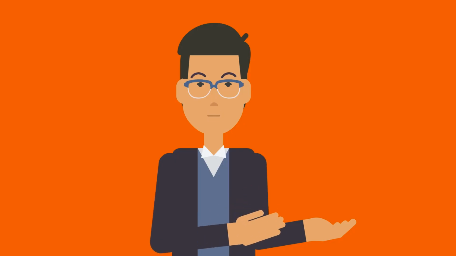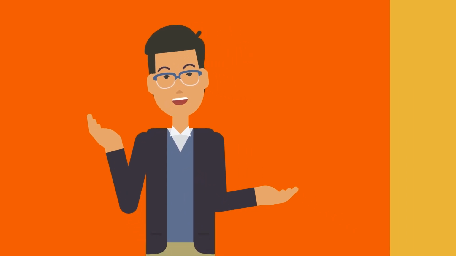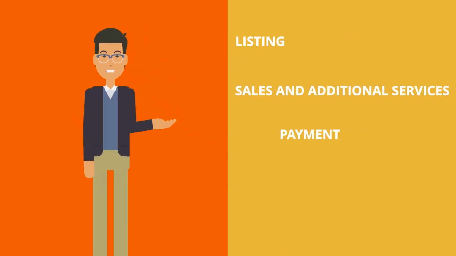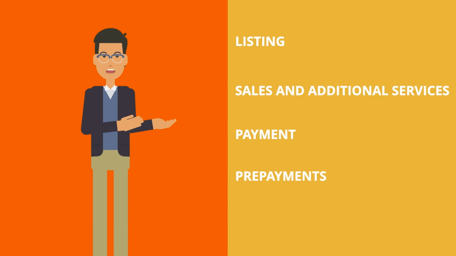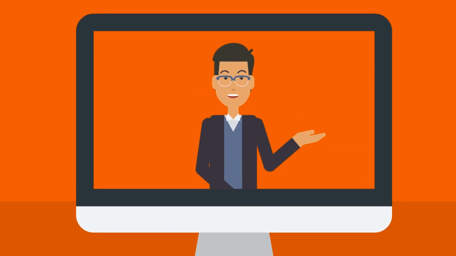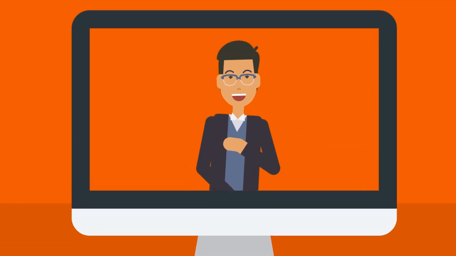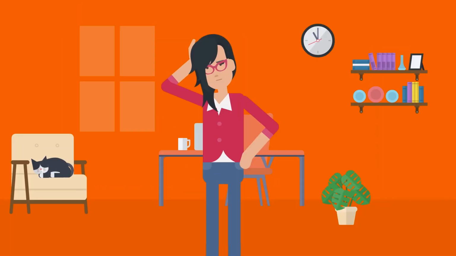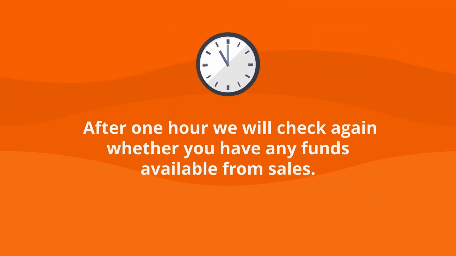Please note that the amount of your balance is constantly changing, as it is the sum of fees for listing, sales, and additional services, payments, and prepayments. The amount that we will try to collect at a subsequent attempt may be higher or lower than the amount we tried to collect an hour earlier. If you do not have any funds from sales, we will not collect any amounts. After 1 hour, we will check again whether you have any funds available from sales.